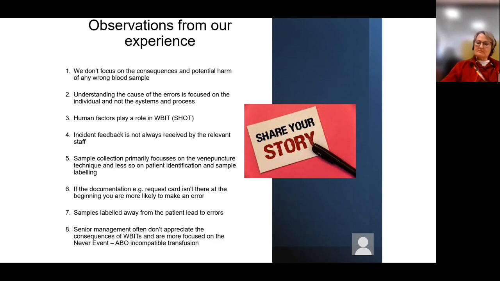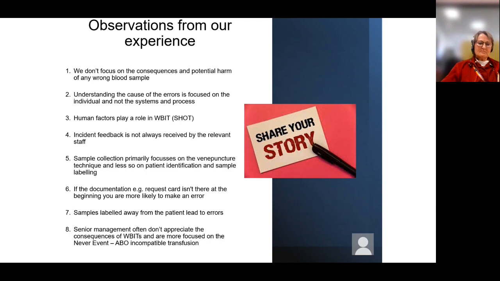Sample collection primarily focuses on venipuncture technique, and we hope going forward that there'll be more emphasis within those packages on positive patient identification. I did say earlier on that if the request card, electronic or paper, is not there at the beginning, you have more potential to make an error. And the other problem is that senior management are more focused on the never events, not any near misses. But a wrong blood in tube can actually lead to a never event.